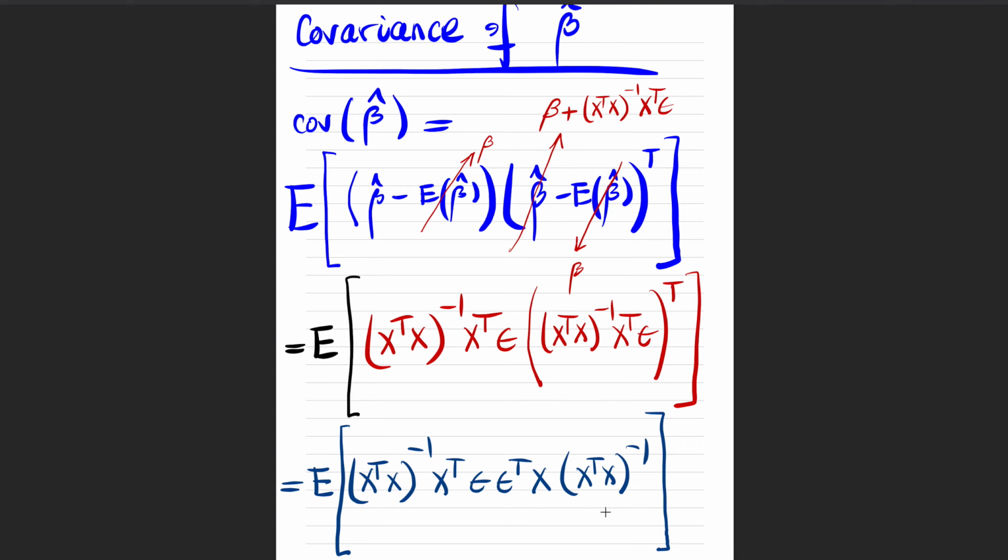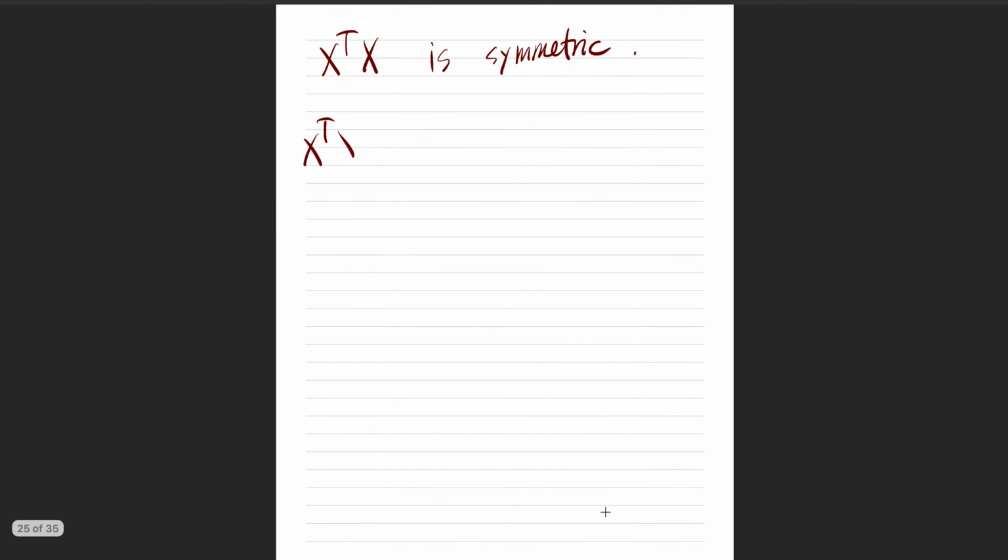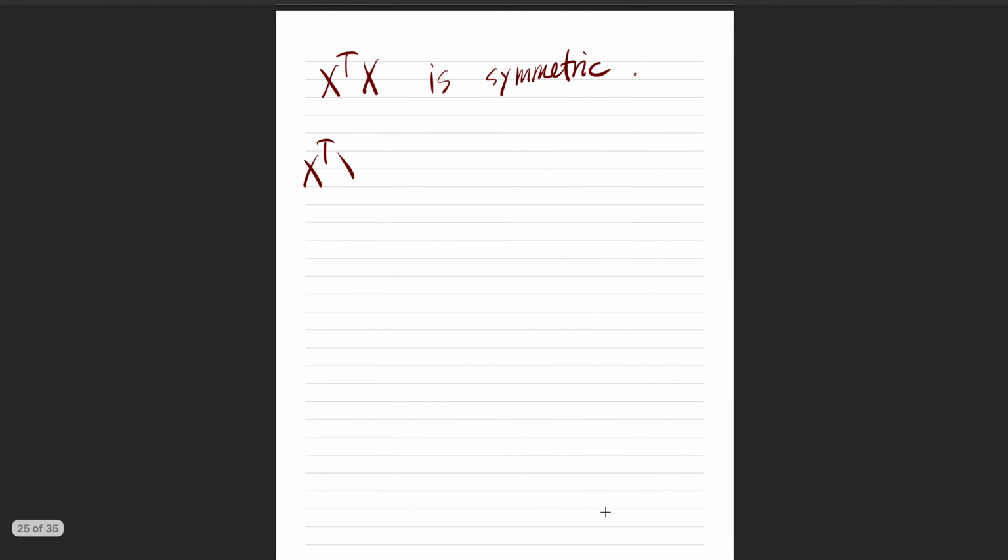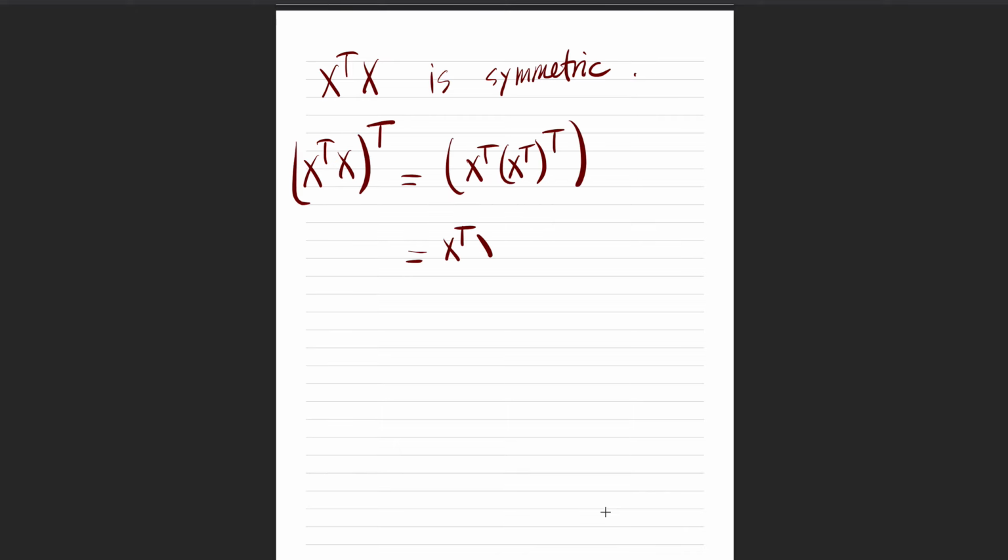X transpose X is a symmetric matrix, meaning that the transpose of it is X transpose X transpose transpose, which will be X transpose X. So you see the transpose of X transpose X is X transpose X. Therefore, it is symmetric.